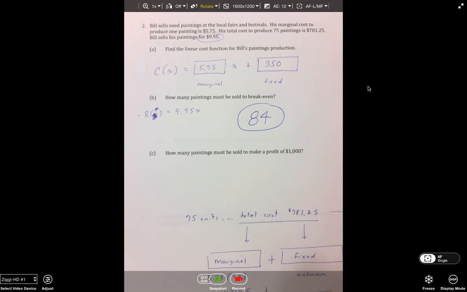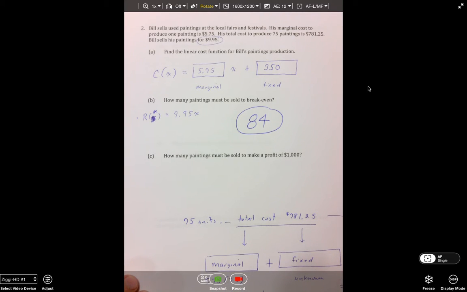Now, the next thing we get into is we're wanting to make a profit of $1,000. So Bill's going to go to these festivals and fairs, and let's say he doesn't even want to waste his time unless he can make a profit of 1,000. Well, how many is he going to have to produce to make a profit of 1,000?